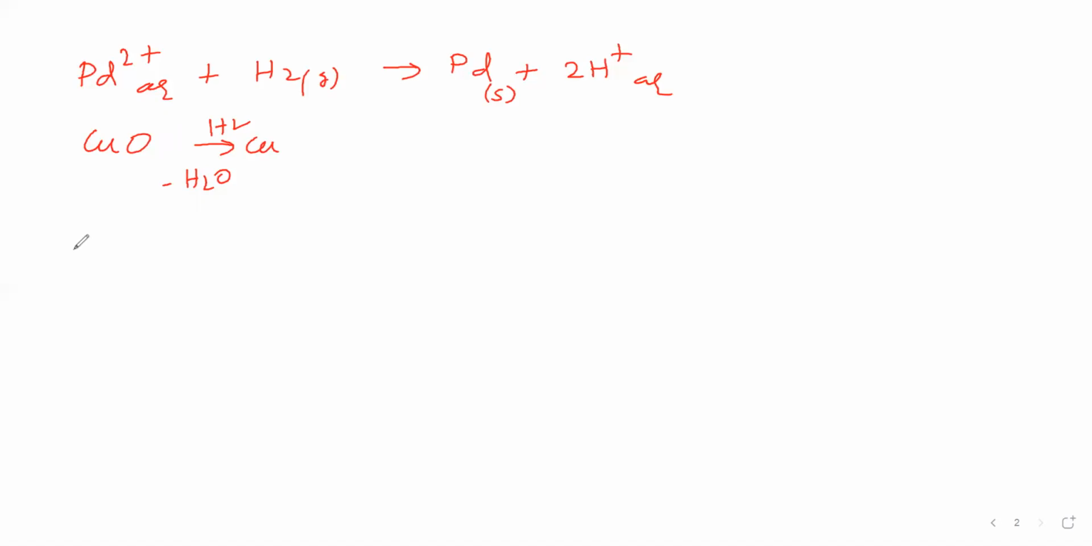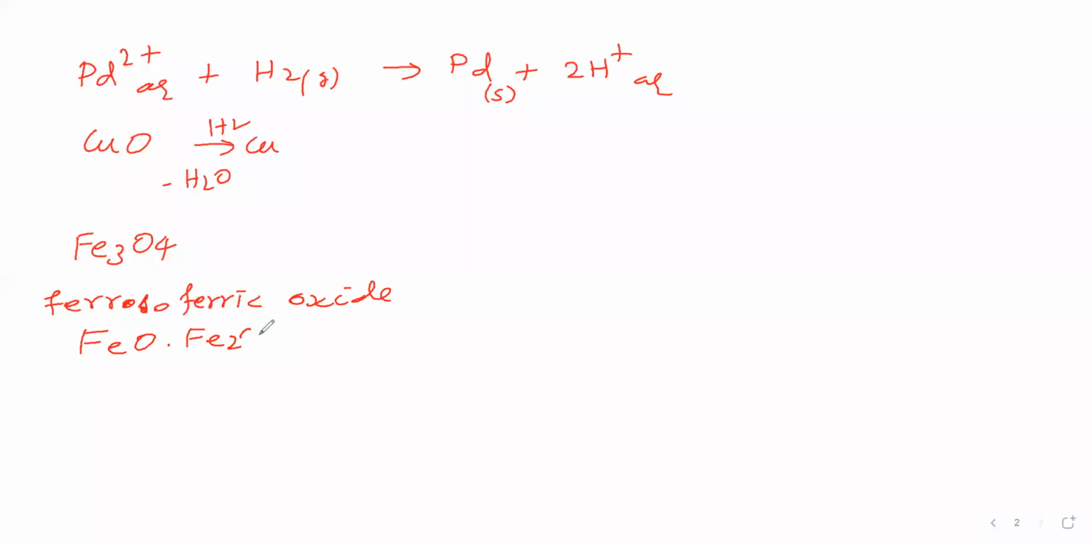Then ferrosoferric oxide, Fe3O4. It is called ferrosoferric oxide. Why is it called ferroso and ferric oxide? Because it contains FeO and Fe2O3. Fe3O4 is a mixed oxide. It is made up of FeO and Fe2O3.